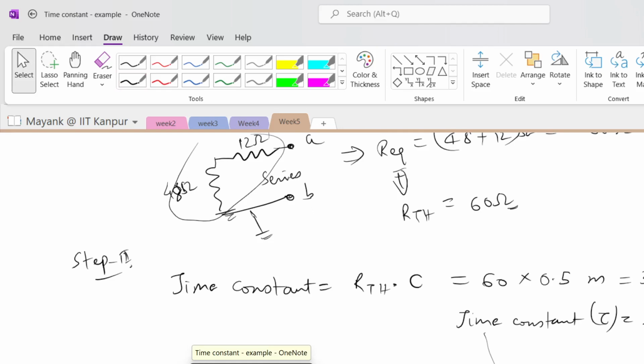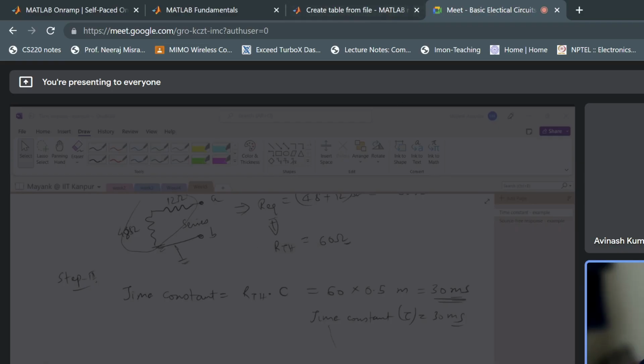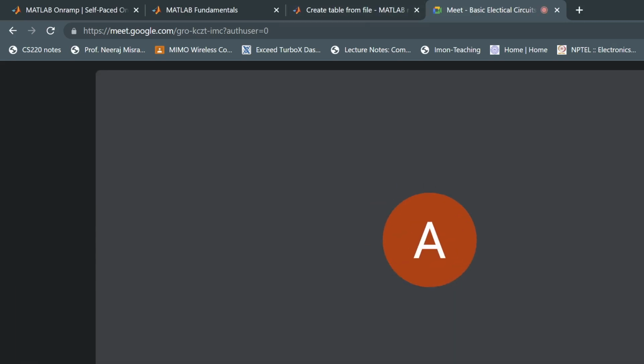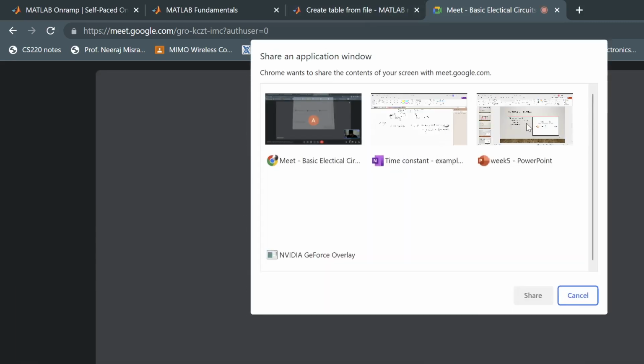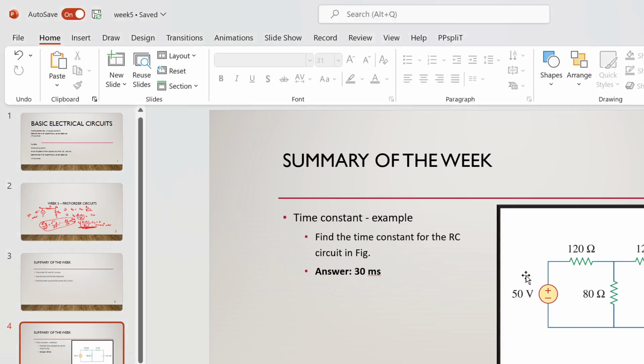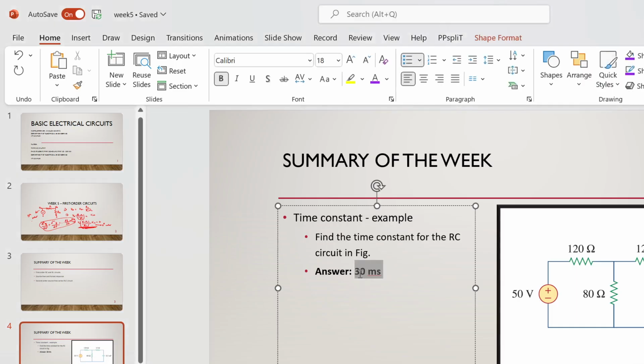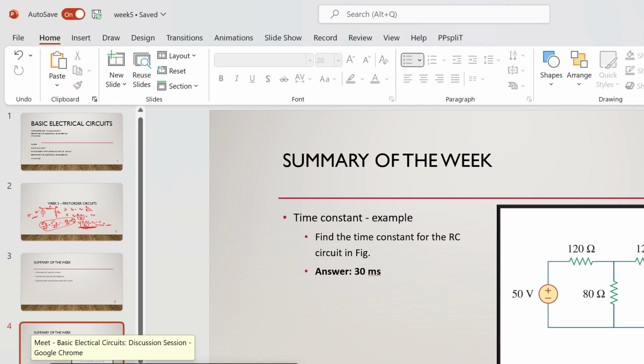So let's see whether that is indeed correct. The answer that I had shown in my slides, oh, it is here. Yes, you can see that the answer is indeed 30 milliseconds, which is what we are getting here. Any doubt in this? Did you find any difficulty in this particular example that I showed? You can unmute yourself and say if you have any doubt, or if you are clear then you can say that yes, you were clear.